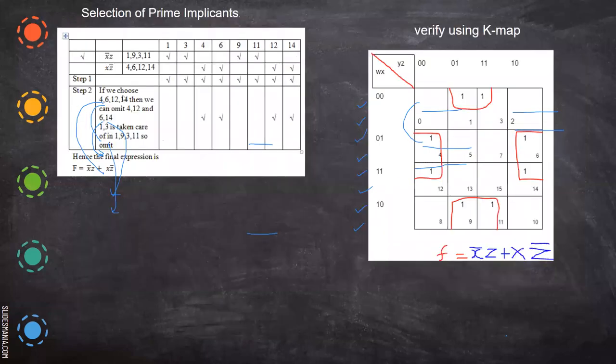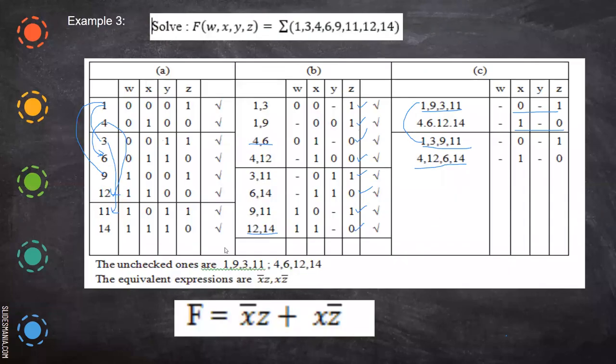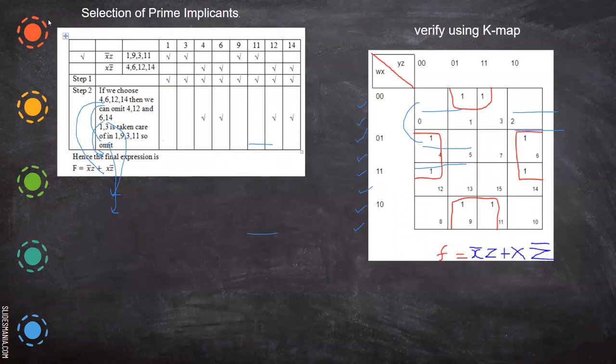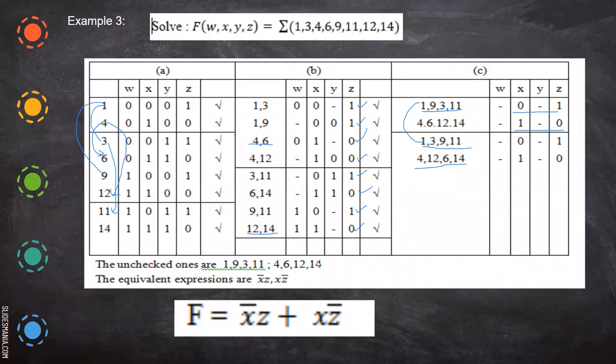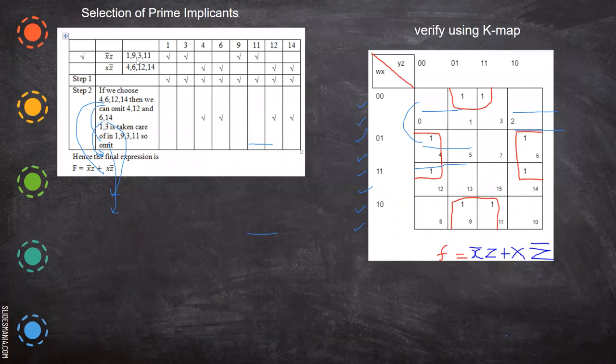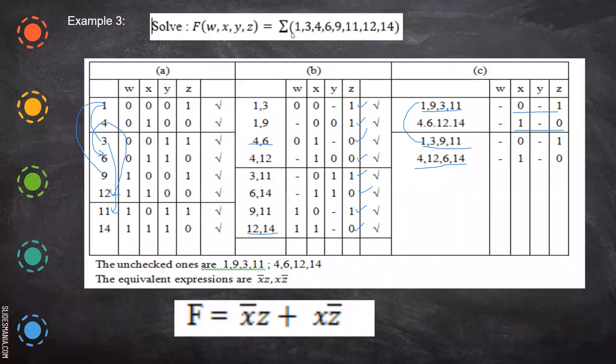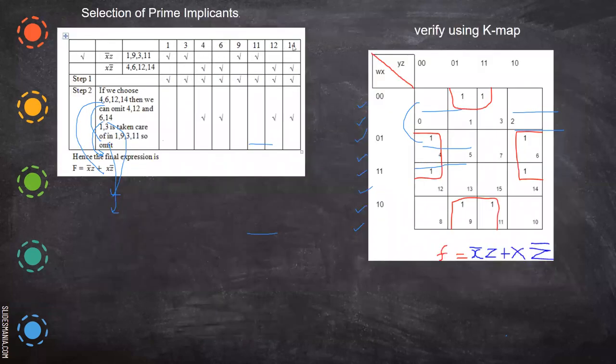How can we find the essential prime implicants? See, in the previous slide, we have noted down this, and we are writing it here in a tabular form. So here x bar z and x z bar, that is what we have written. So this combination is for this, and that is for that. And on the top, we write all the minterms that are in the problem.